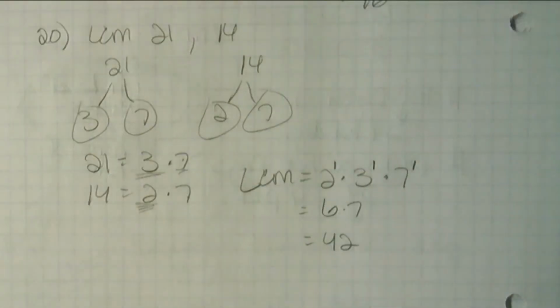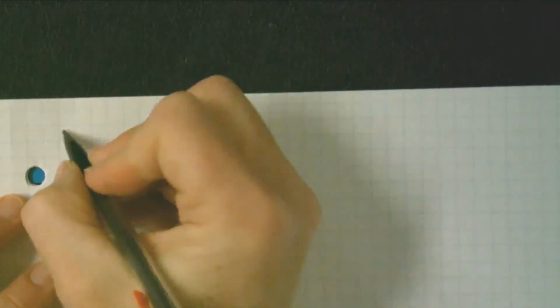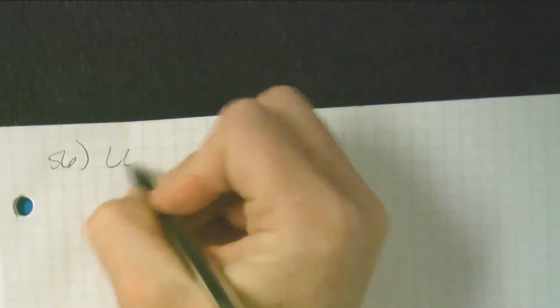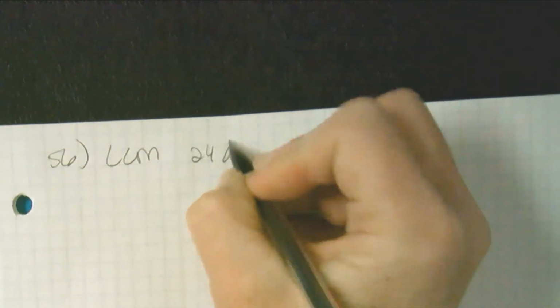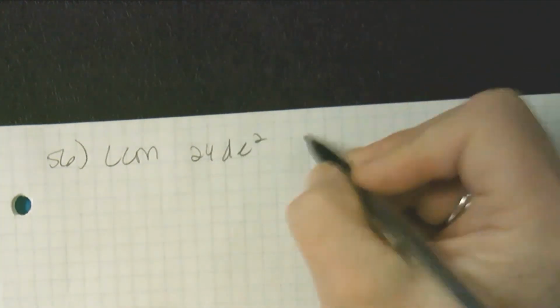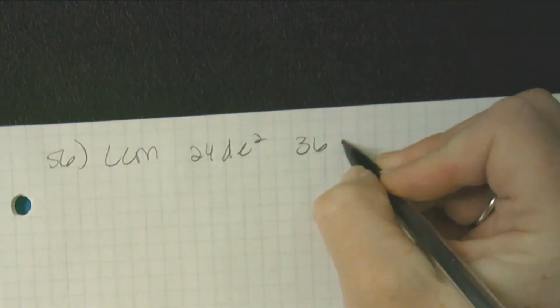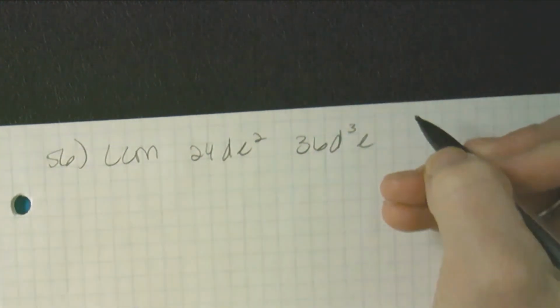Are there any other ones you guys want me to do? Cameron? Which one? 56. All right, let's take a look at 56. Addison, if you have another one you want me to do, I'd be happy to. Okay, so 56 said, I want to find the LCM of 24d e squared and 36d cubed e. Is this the one you're talking about?